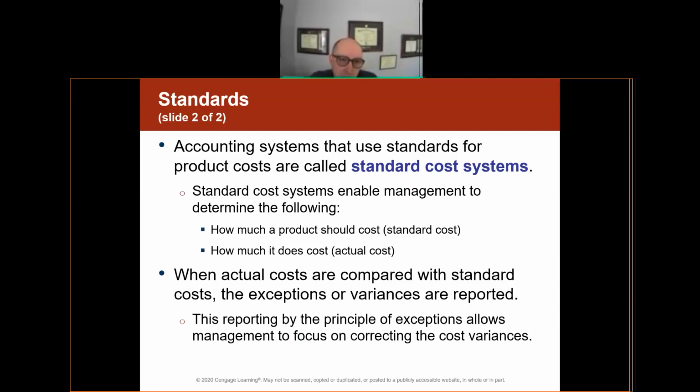So we use standard cost systems to help us to identify these product costs. And in a standard cost system, management looks at how much a product should cost, meaning its standard cost, and how much a product actually costs. So when we talk about standard, we look at it as what direct material should cost, what direct labor should cost, and what factory overhead should cost. And we compare that to the actual cost of each component.